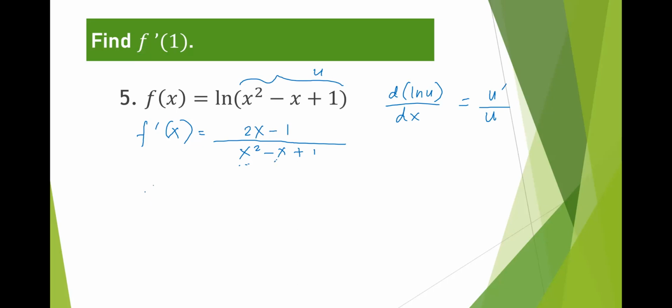Alright, so if we are getting f prime of 1, this will be 2 times 1 minus 1 over 1 minus 1 plus 1. 2 minus 1 is 1. 1 minus 1 will cancel out. So, we have 1 over 1 which is equal to 1. Nagkataon lang na similar dun sa previous answer natin pero yun ang ating nakuhang derivative at evaluated at 1.